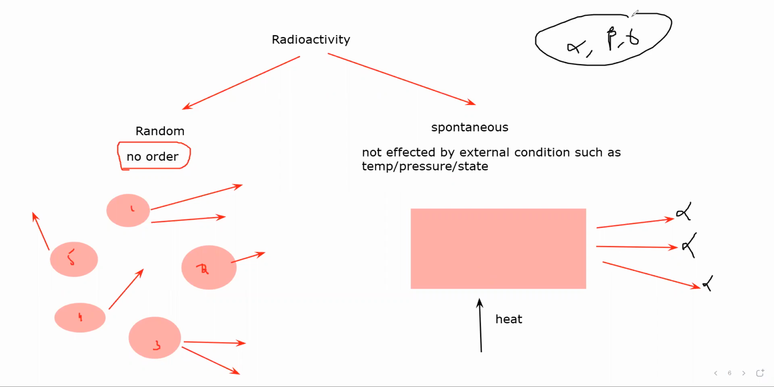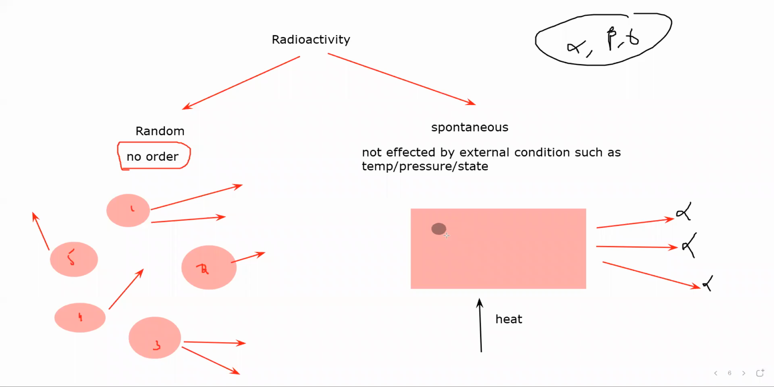Is it clear the meaning of random and spontaneous? Random means there is no order, and spontaneous means it is not affected by any sort of external condition. Even if I have a radioactive substance at high temperature or at low temperature, why is it spontaneous? Because the heat which we supply is absorbed by the atoms, and atoms start to vibrate.